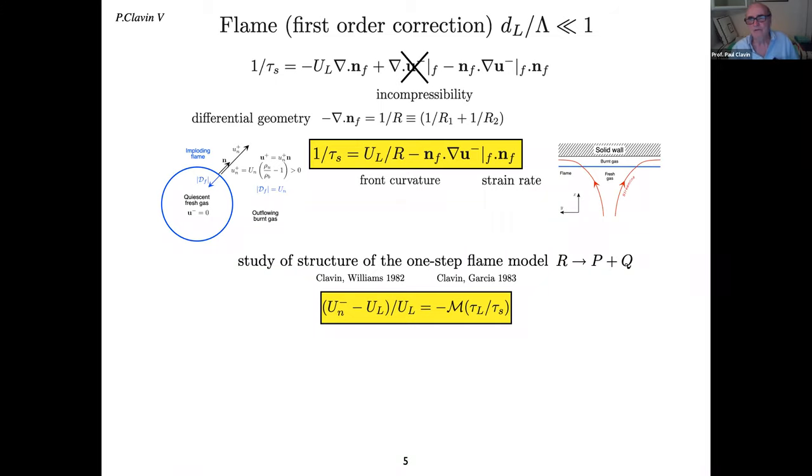Now, when you study the internal modification of the flame structure, taking into account not only the diffusive effect, but also the gas expansion. This was done, this is not an easy task, and was done in 82 and 83. You obtain this relation here, giving the expression of this mark, this is called the Markstein number, and you find out the modification of the flame velocity by the stretch rate, okay?